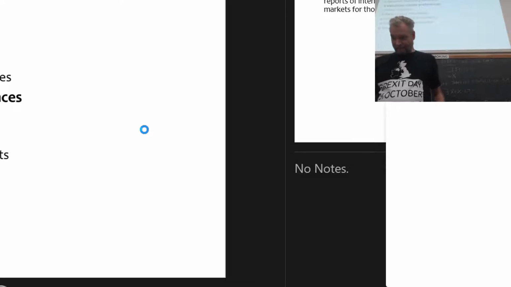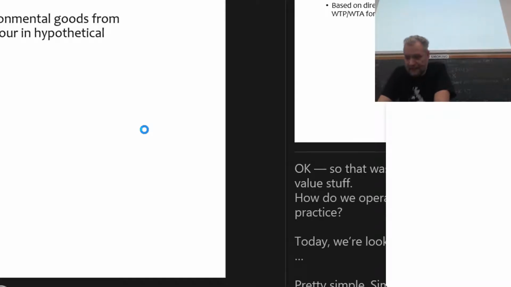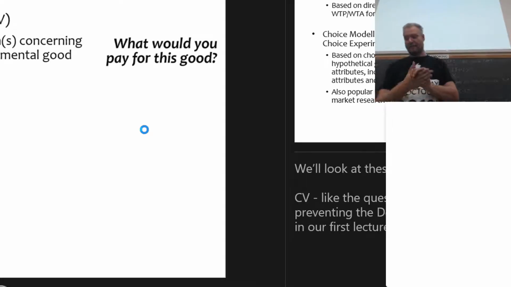The stated preference methods essentially infer preferences by asking people about their intended behavior. And they come in two different flavors. One is the contingent valuation method, that is the oldest, where essentially you go around and you ask, what would you pay for this?